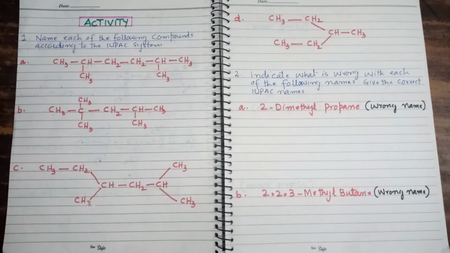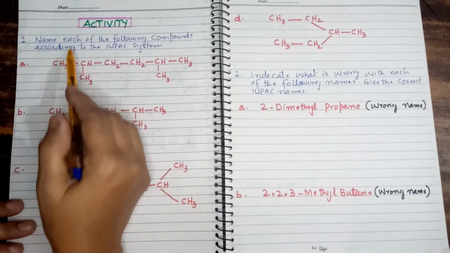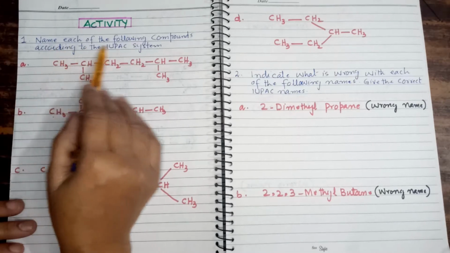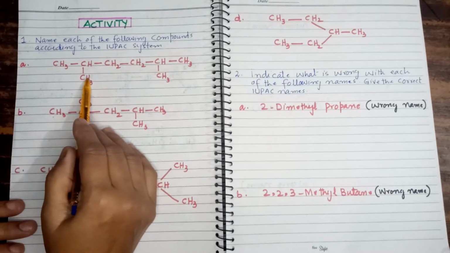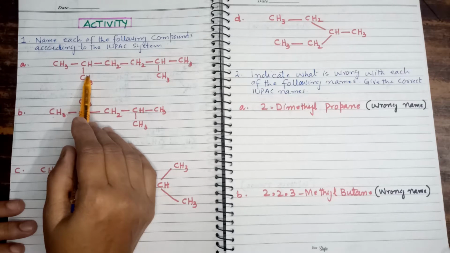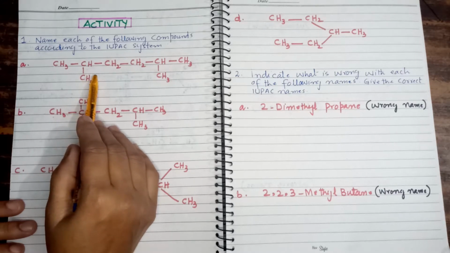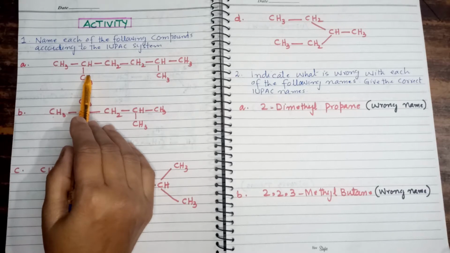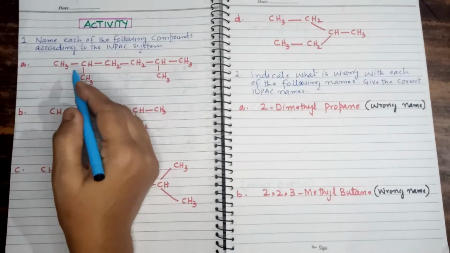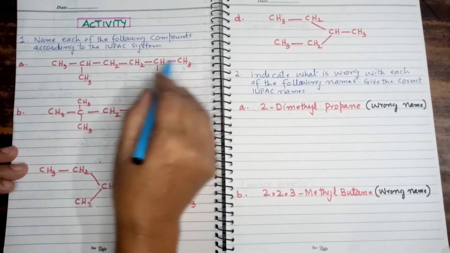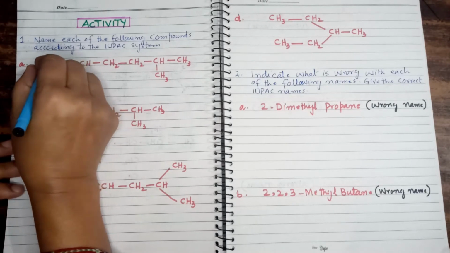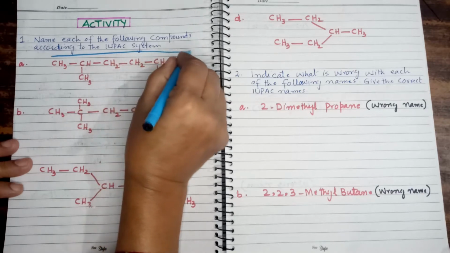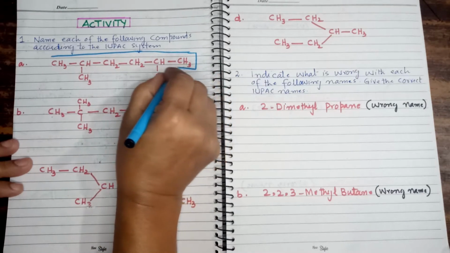Now here the first question which is given is, name each of the following compounds according to the IUPAC system. This structure is given to us. As usual, students, what should we do first? Yes, first of all, we locate the parent chain in this given structure. So, obviously, this straight chain is taken as the parent chain. Once we find the parent chain, we enclose the parent chain in the box like this.